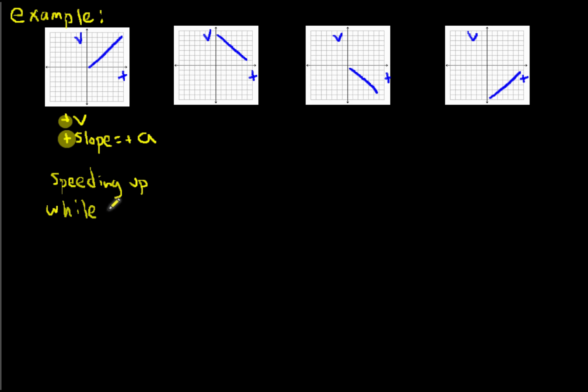Here's an example of looking at 4 different types of linear graphs for a v versus t. In the first graph, we have positive velocity and positive slope, which means we have positive acceleration. Whenever the sign for v and a match, as in this case, they're both positive, we have an object that's speeding up. Since v is positive, we know it's speeding up in a positive direction. So we would say speeding up while moving forward.